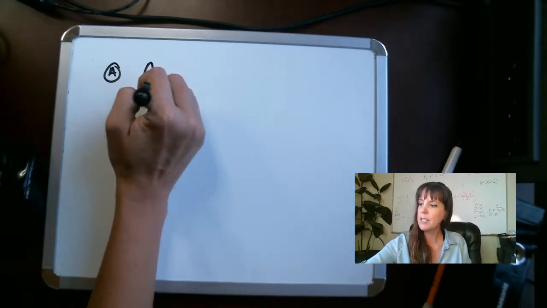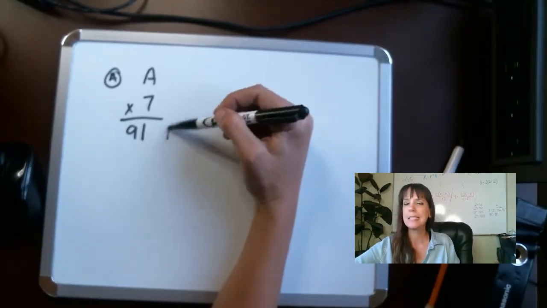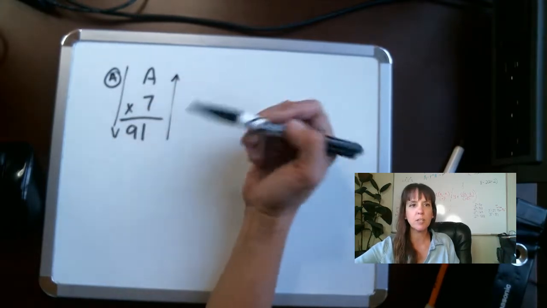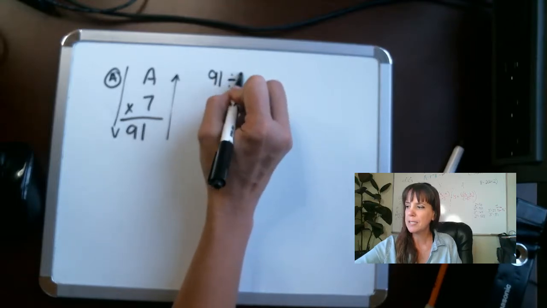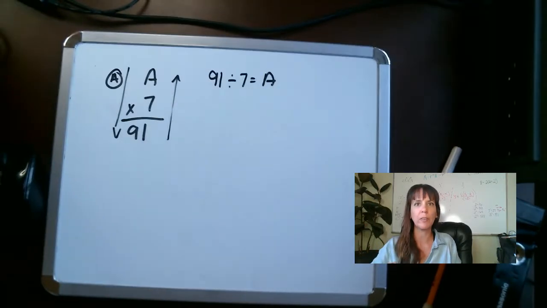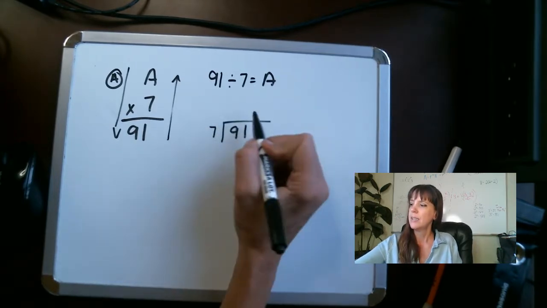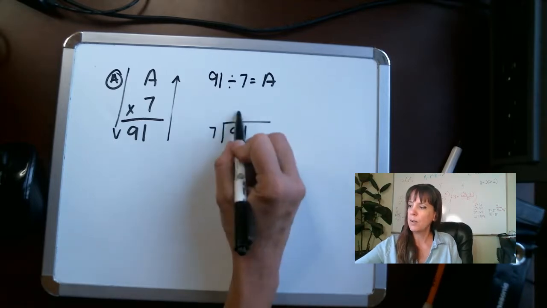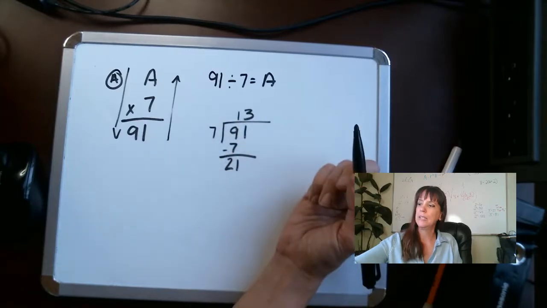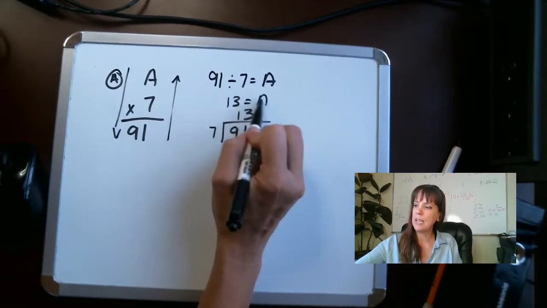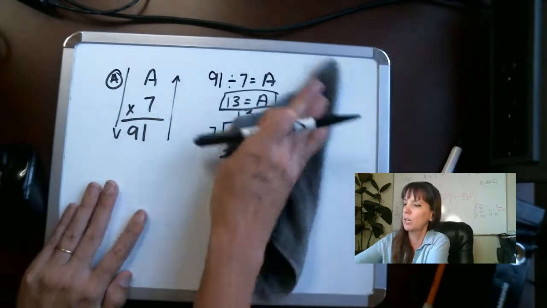A times 7 is 91. We multiply in this direction. We can divide in this direction. So multiply in this direction, divide in this direction, which means we get 91 divided by 7 equals A. That's something we can work with, guys. So let's go ahead and do that. 7 goes into 9 one time. Then we subtract 1, 3. So 13 equals A. And guys, if you're getting these wrong, you need to be going back and double checking your work.